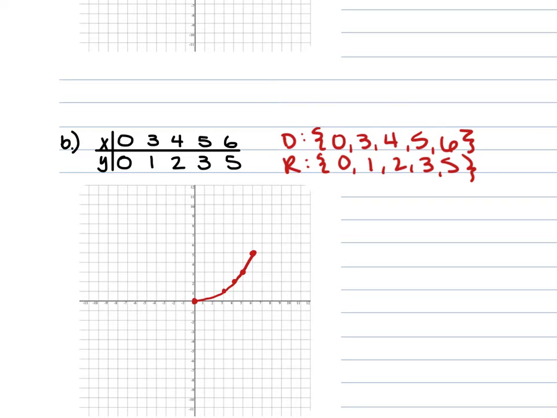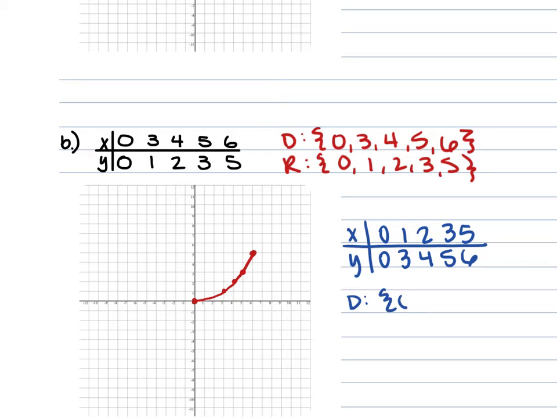Then we're going to switch the x and y values, so that way we have 0, 1, 2, 3, and 5 for x values, and then our y is going to be 0, 3, 4, 5, and 6. Our domain for our inverse is 0, 1, 2, 3, and 5. Our range for the inverse is 0, 3, 4, 5, and 6. So (0, 0) is a point, then we have (1, 3), (2, 4), (3, 5), and (5, 6). Again, if we were to draw a line straight through the middle of these, they would mirror each other, and they do, so we are good.